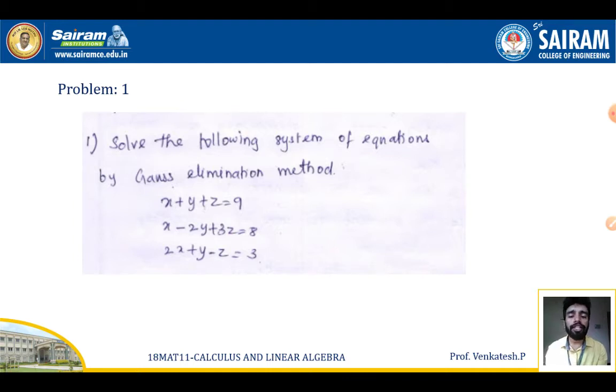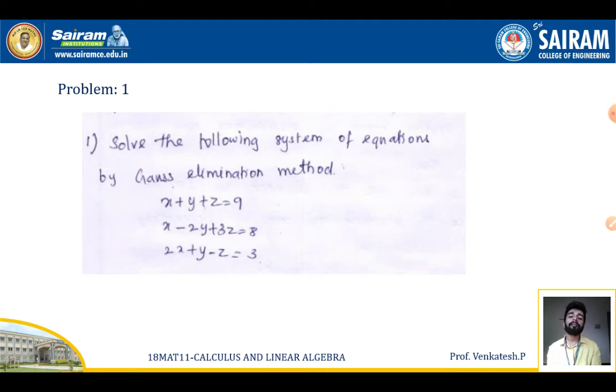So we'll see some examples based on the Gauss elimination method. Solve the following system of equations by using the Gauss elimination method. The system is given like x + y + z = 9, x - 2y + 3z = 8, 2x + y - z = 3. So the first thing is what? We have to make a matrix equation in the form Ax = B, and from that separate A, X as well as B.